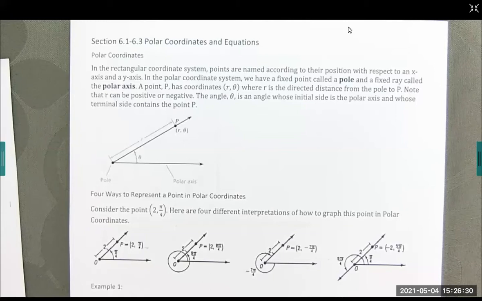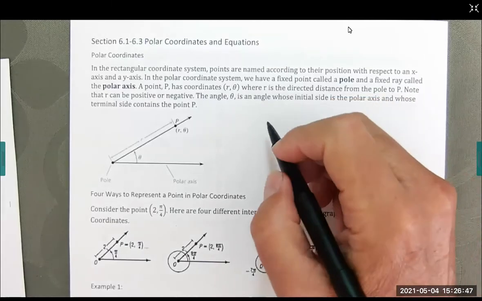All right, we are to the last chapter in trigonometry where we're going to be talking about polar coordinates and polar equations. And I've made this into one lesson, even though it's in your book, it's broken up into three sections. Polar coordinates are a different way to get to a point.